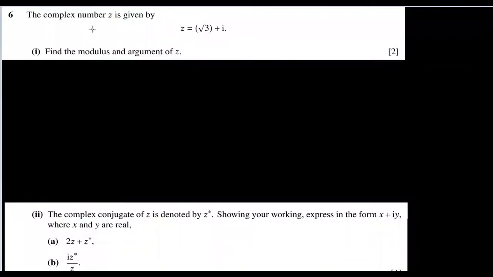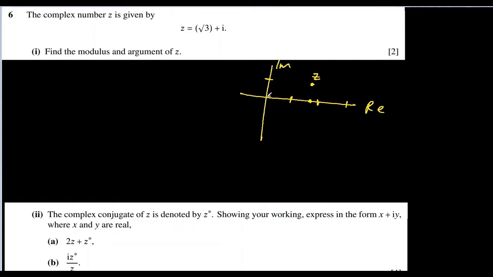Here they have given a complex number z, which is defined as square root 3 plus i. They're saying find the modulus and argument of z. So we know the straightforward shortcut, but let's try to visualize this. Square root 3 is the real part. So 1, 2, 3, square root 3 will be around here. This is square root 3, and i, the imaginary part, is positive 1. This is imaginary, this is real. So this will be the complex number z. Now we have to find its modulus.